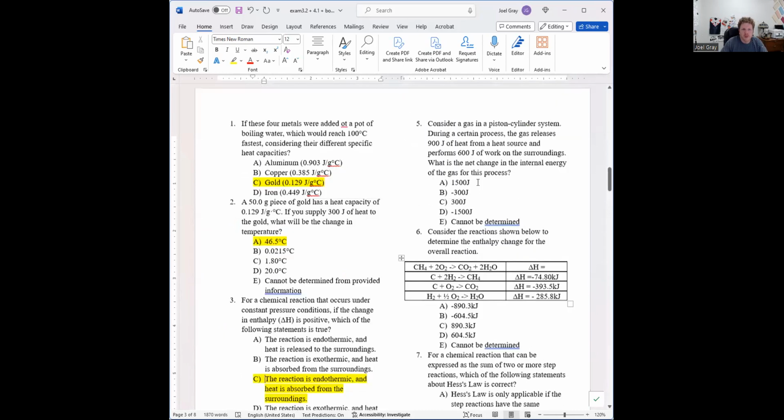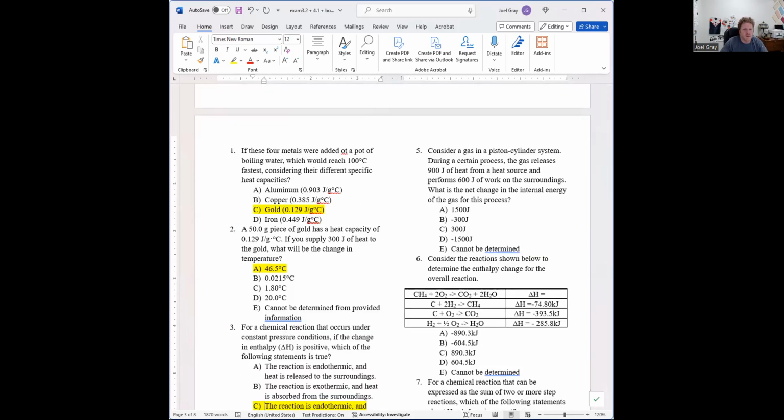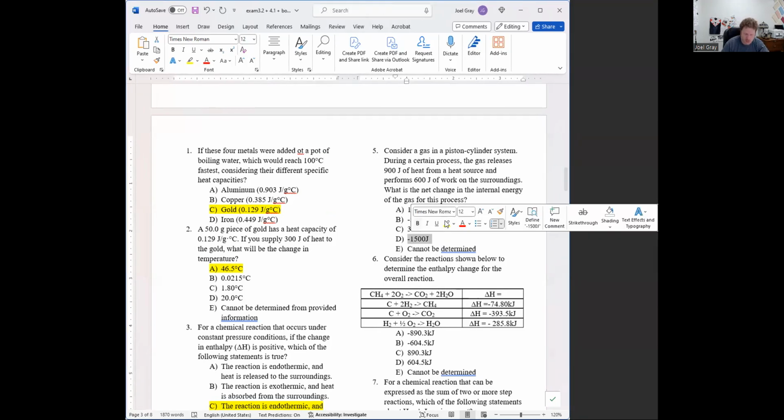Question number 5 reads, consider a gas in a piston cylinder system. During a certain process, the gas releases 900 joules of heat from a heat source and performs 600 joules of work on the surroundings. What is the net energy change? So this is releasing heat and it's doing work, so those two things are both leaving the system. So D, negative 1500, is our correct answer.